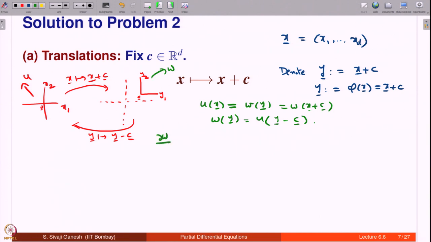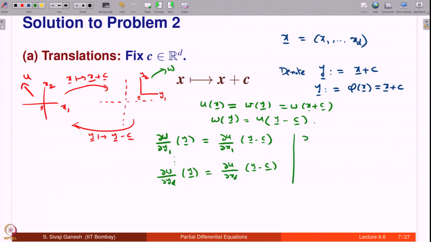So let us compute dou w by dou y1 at a point y, that is dou u by dou x1 at the point y minus c. Similarly, dou w by dou yd at the point y is dou u by dou xd at the point y minus c. Now second order derivatives, dou 2w by dou y1 square at the point y is once again dou 2u by dou x1 square at the point y minus c, and same is true for all second order derivatives.